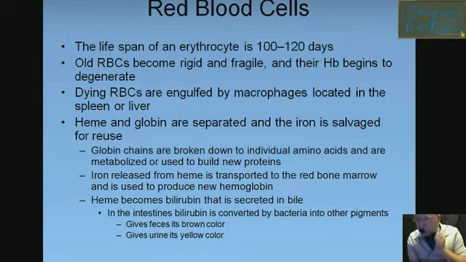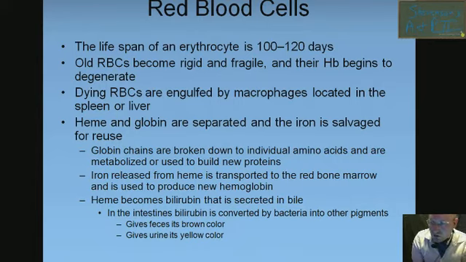Red blood cells: the lifespan of an erythrocyte is between 100 and 120 days. Okay, old red blood cells become rigid and fragile, and they can no longer bend and fit through the gaps that they need to get into in order to get to the tissues. And then their hemoglobin begins to degenerate.